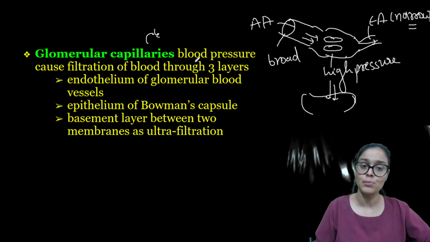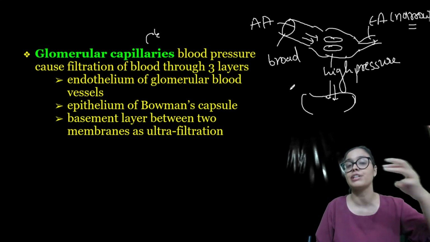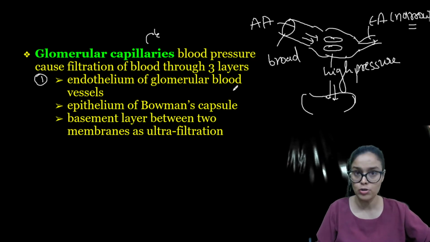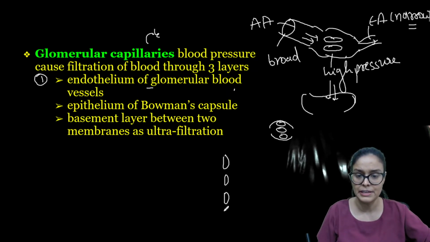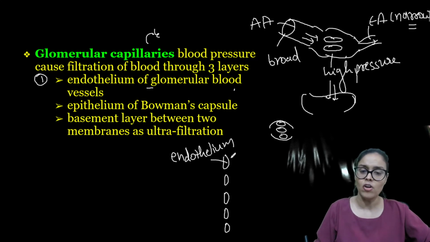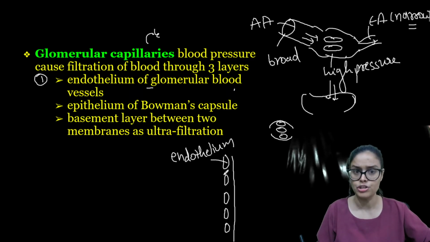So yes, glomerular capillary blood pressure causes filtration of the blood through three layers. We have three layers for the filtration. What are those? One is the endothelium of the glomerular blood vessels. We know that the wall of the glomerulus capillaries is made up of the endothelium. So we have the endothelium layer of the blood vessel, that is the glomerulus. Endothelium is a squamous epithelium, endodermal in origin, forming the glomerulus blood vessel.